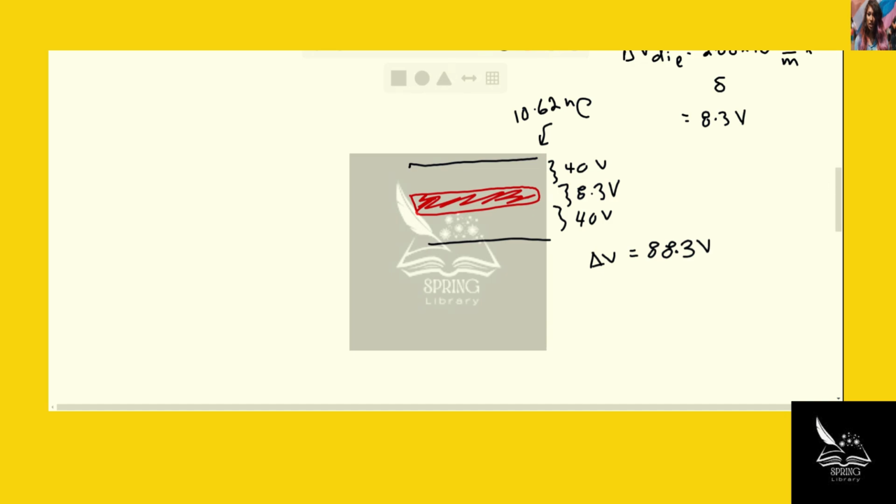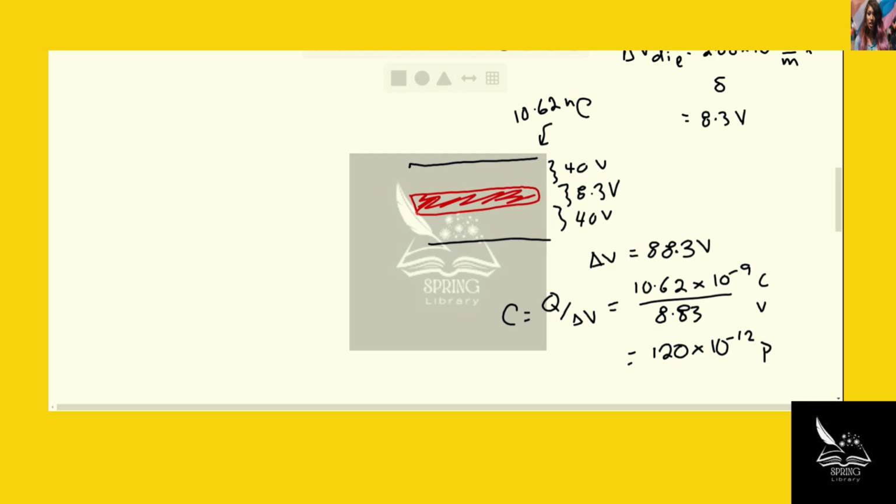So we can now calculate the new capacitance. It's still Q per delta V. And notice with the voltage going down, we now have a higher capacitance, which is the action of the dielectric. And that turns out to be 120 picofarads for the new capacitance. So yes, it went up noticeably by the addition of the dielectric.